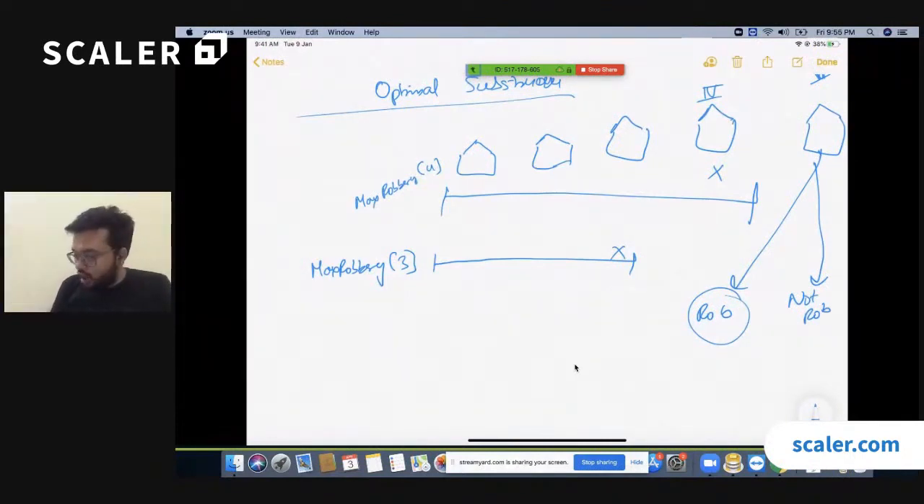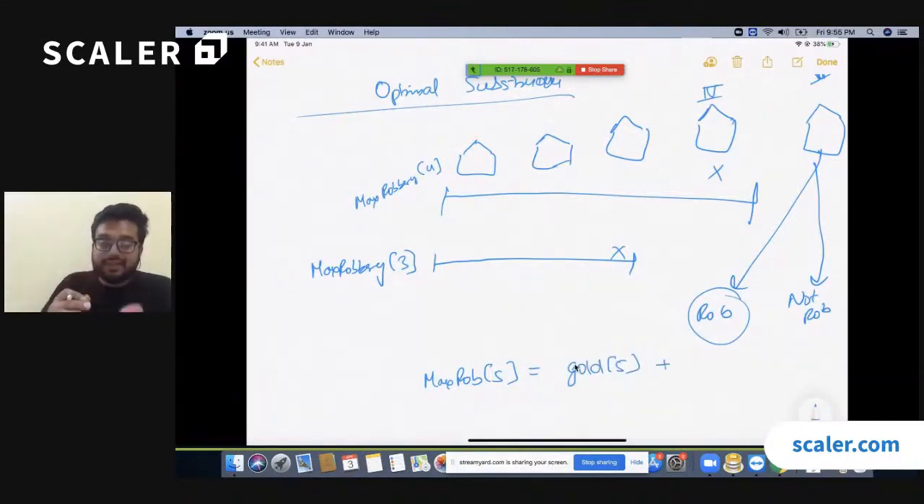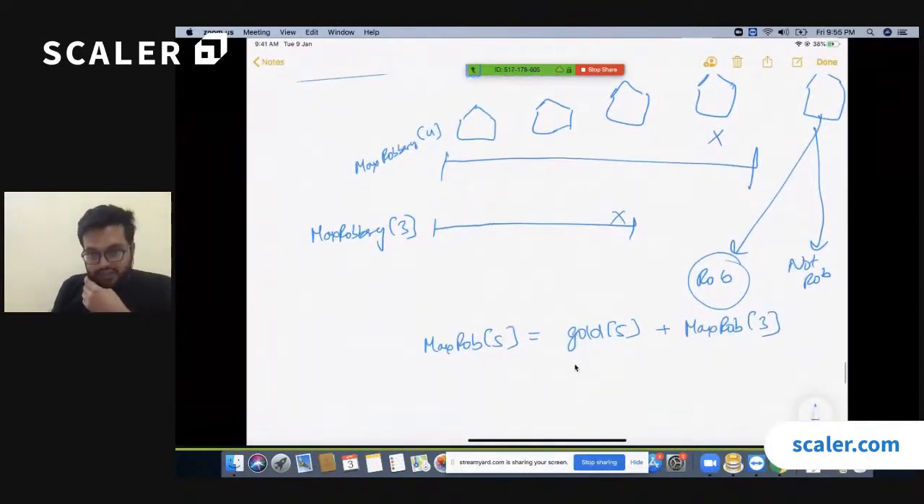So if you want the answer of maximum robbery 5, you can either choose to rob that house. If you choose to rob that house, how many gold coins are you accumulating? You are accumulating the gold coins at the 5th house because you're robbing it, right? Now your problem reduces to finding the best gold that you can accumulate by robbing the first 3 houses. So you get maximum rob 3. This is one option that you have, where you wanted to rob the 5th house.